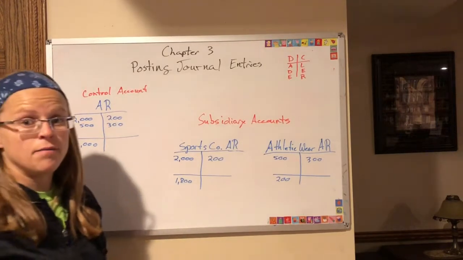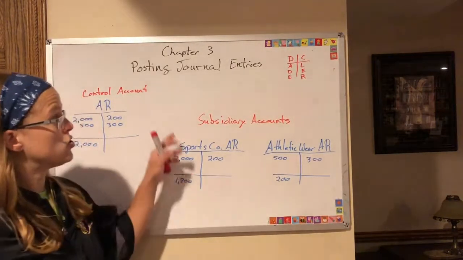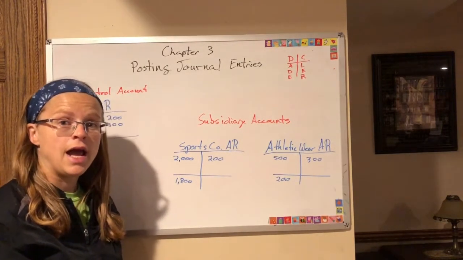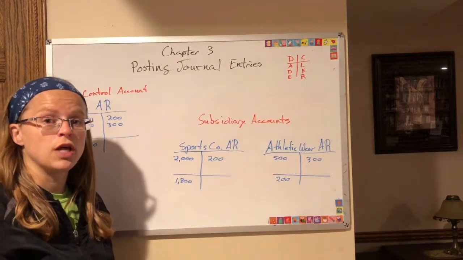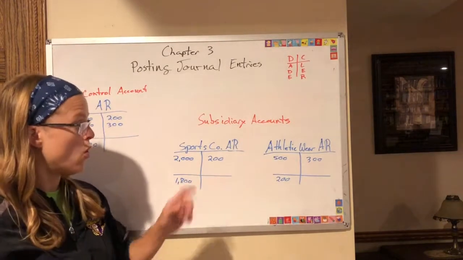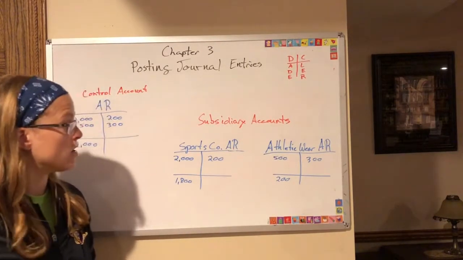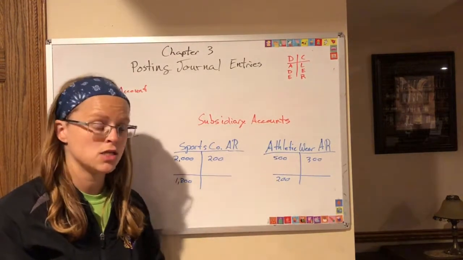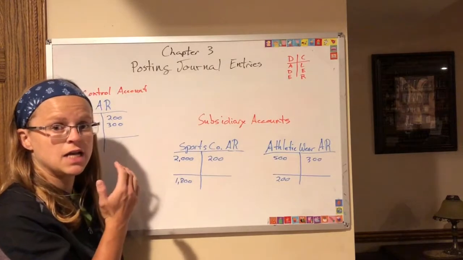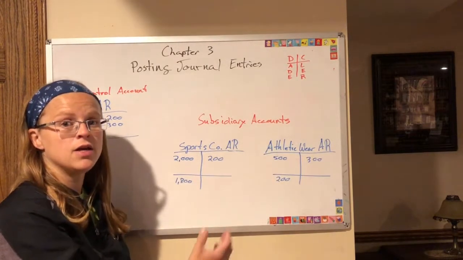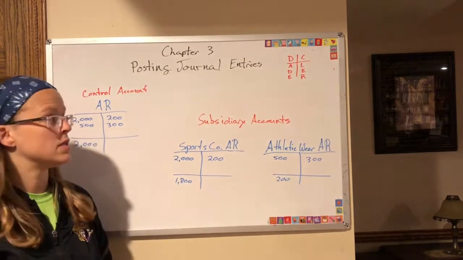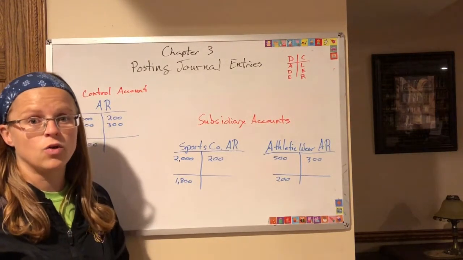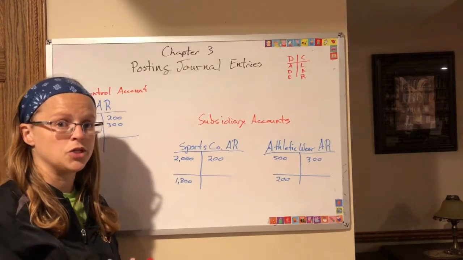And that's the end of chapter 3. So we learned about journal entries and posting those journal entries to the general ledger or our T accounts. And our T accounts always have debits and credits. So we have debits on the left side and credits on the right. When a transaction happens, there always has to be a debit and a credit in order to keep the basic accounting equation in balance.